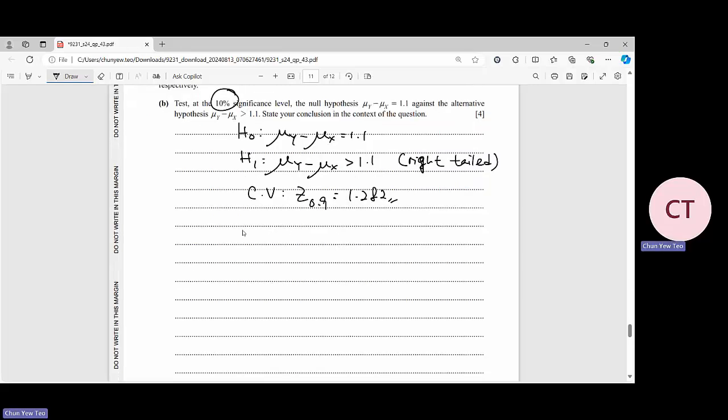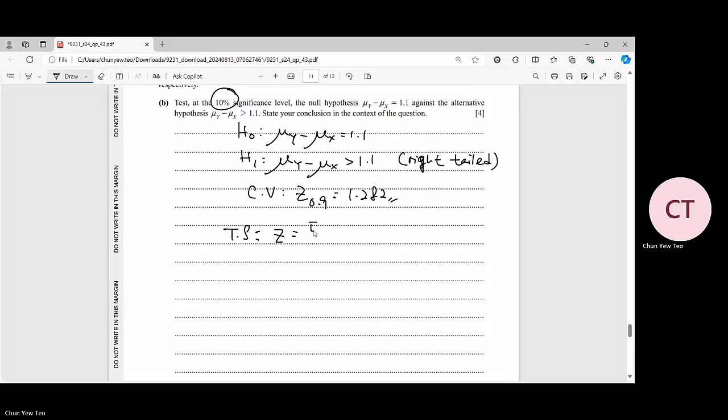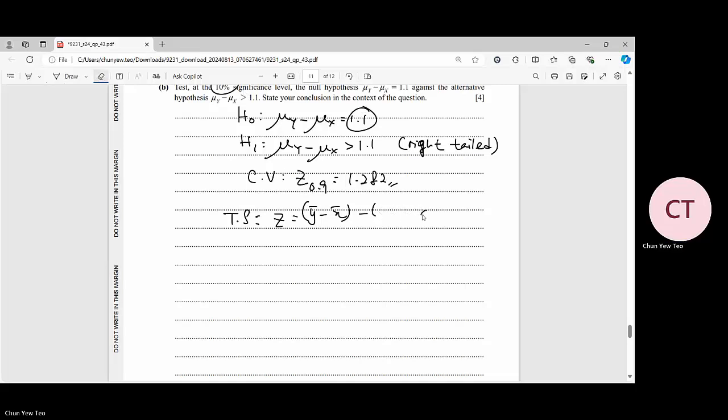Okay, now we want to find the test statistic. Test statistic, just a formula. Z is equal to, because it's Y in front, X behind, according to the null hypothesis, it will be bar Y minus bar X, minus mu Y minus mu X. Mu Y minus mu X is already known as 1.1, but okay, never mind. We just write down mu Y minus mu X, divided by the square root of S squared.